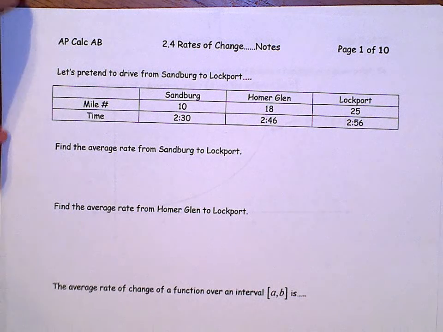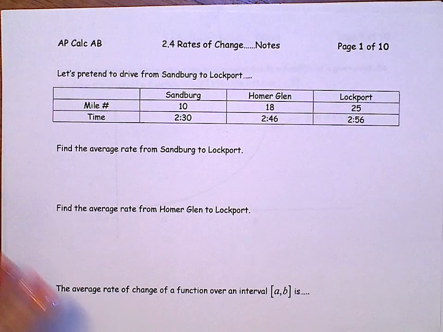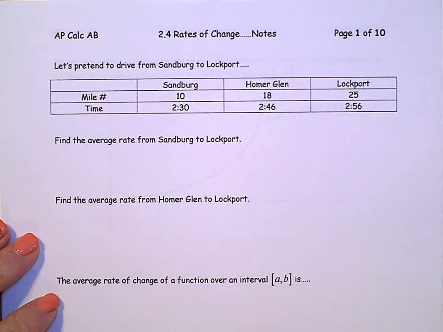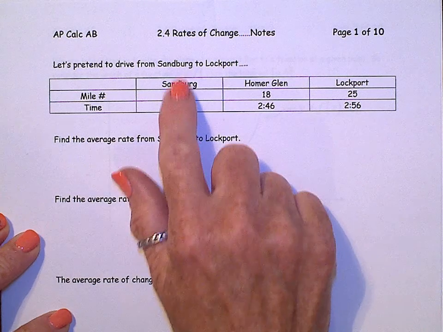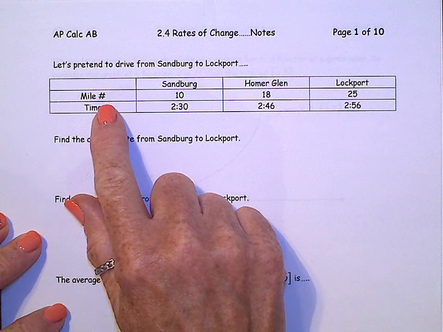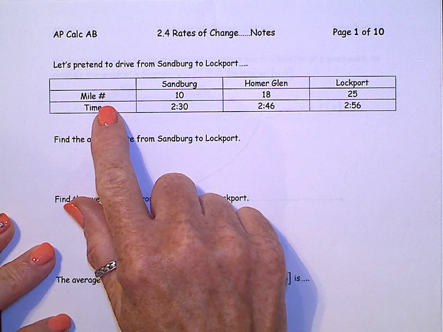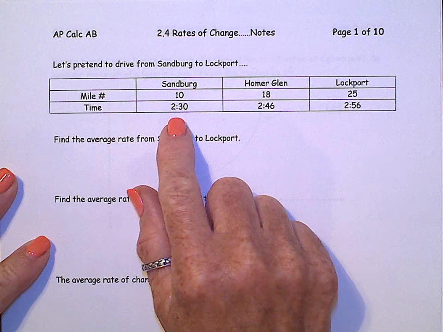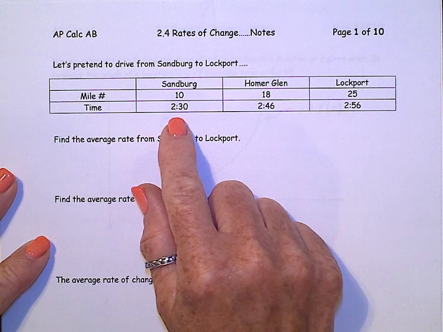This is Calculus AB 2.4 Rates of Change, page 1. We're going to start off looking at a data table here. We're driving from Sandburg to Lockport. Mile number is kind of the last two digits of the odometer on your car, and the time that we leave school is 2:30 in the afternoon.